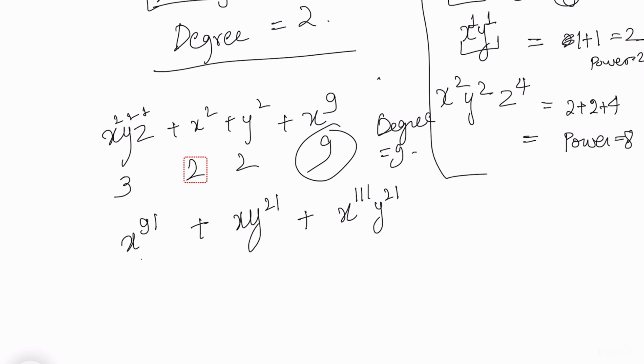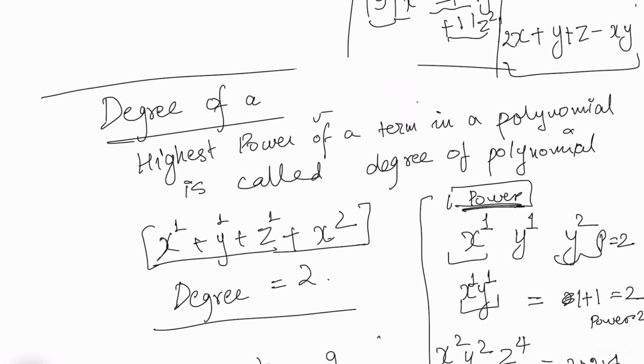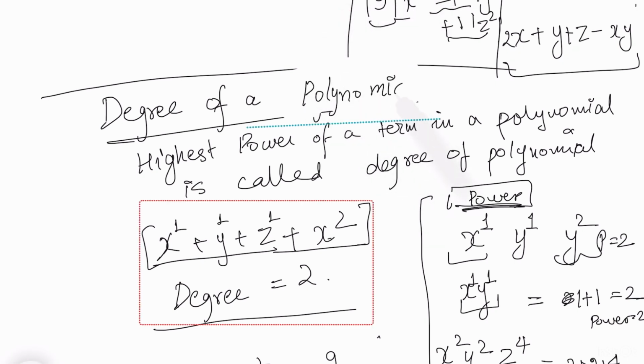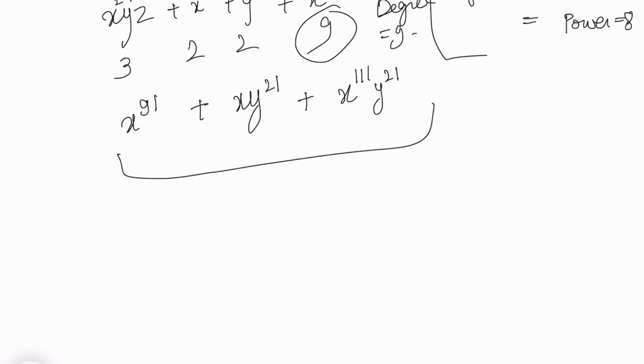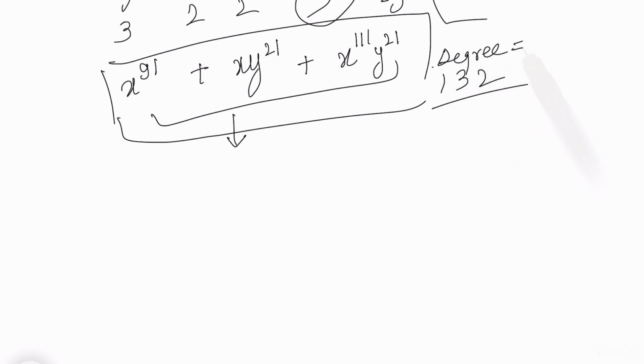So what will be the degree of this expression? It's not only a polynomial, I would rather say an expression, but in most books it's mentioned as polynomial. Even if it is a trinomial, for degree it's not necessary that it is only a polynomial. With any number of terms, the concept is the same: the highest power of a term in that expression. Now you can easily see this is 91, this will be 21 plus 1, which is 22, and in this it will be 111 plus 21, which is 132. So the degree will be 132.